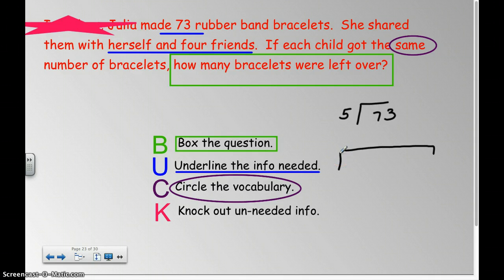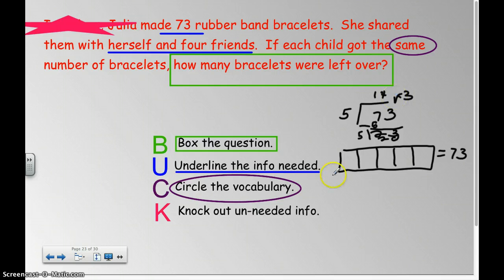So again, if I do a strip diagram, I know that it equals 73. I do not know how much goes in each box. 1, 2, 3, 4, 5 boxes. I don't know what goes in there, so I have to do some division. Five goes into 23, 4, 5 times 4 is 20, so I have a remainder of 3. So I know that 14 bracelets is what each girl gets, but it didn't ask me that.